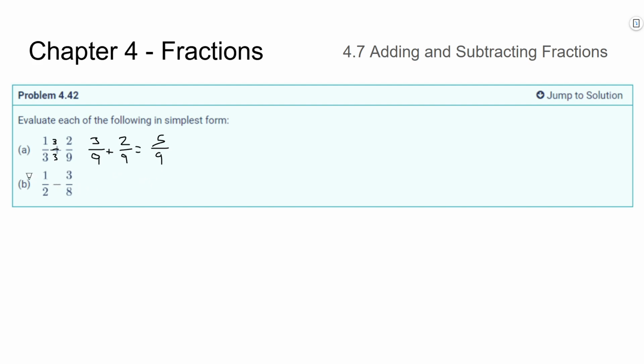Okay, so then this next one, 1/2 minus 3/8. Well, same thing. 1/2 can be converted. We can just do times 4 over 4. So that would be 4 over 8 minus 3 over 8. And now that's easy. That's going to be 1 over 8.